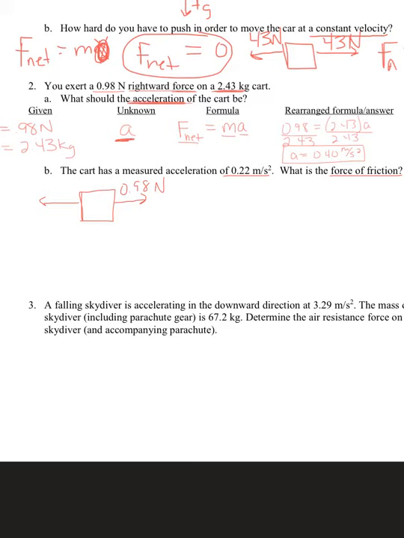So what I'm trying to find out is the frictional force. So theoretically speaking, I am pushing with a force of 0.98 newtons in one direction, and that means I should be traveling with an acceleration of 0.40. But the reality is I'm only traveling with an acceleration of 0.22 meters per second squared, and that is because frictional force is slowing me down.